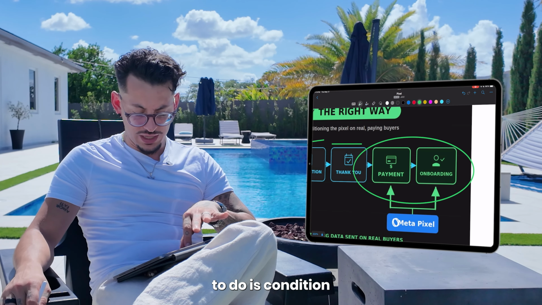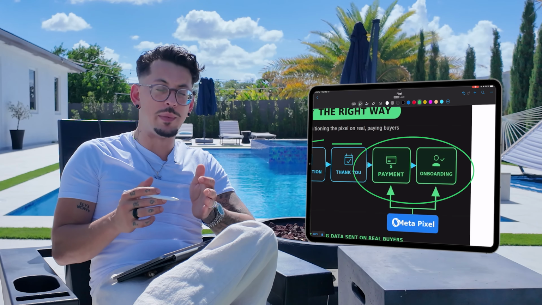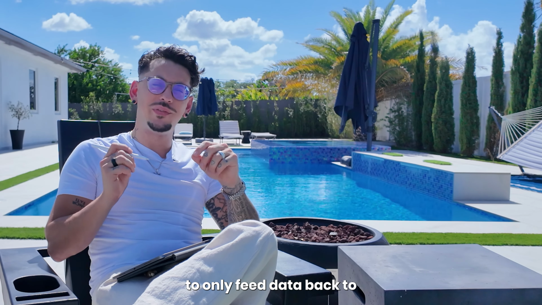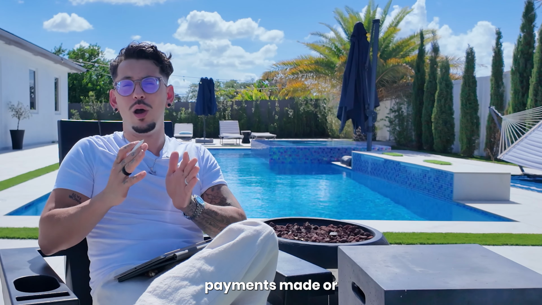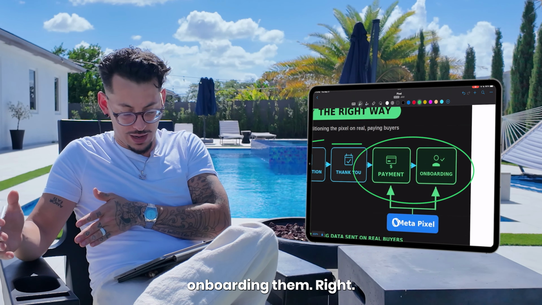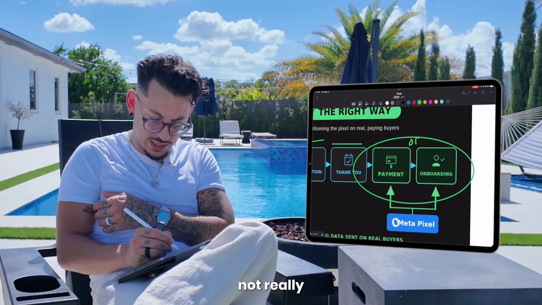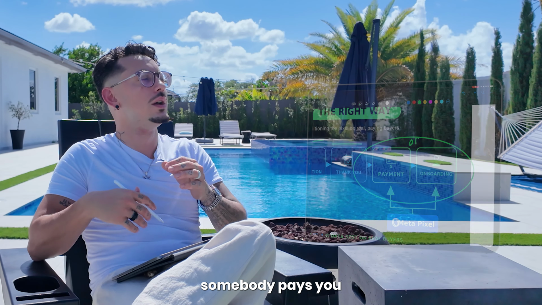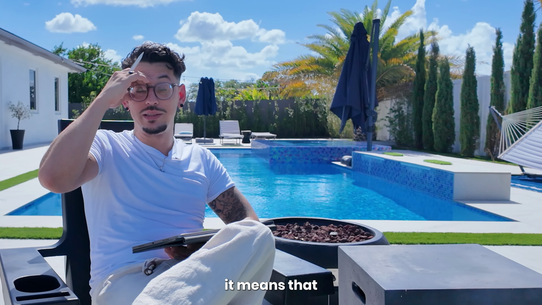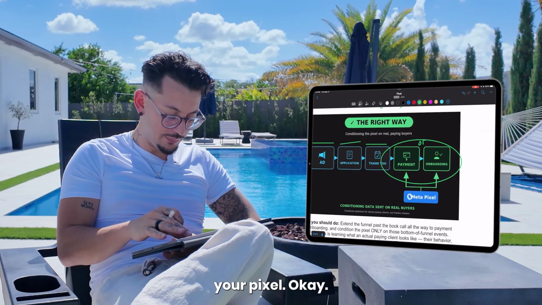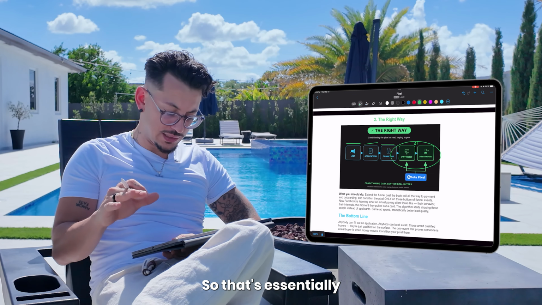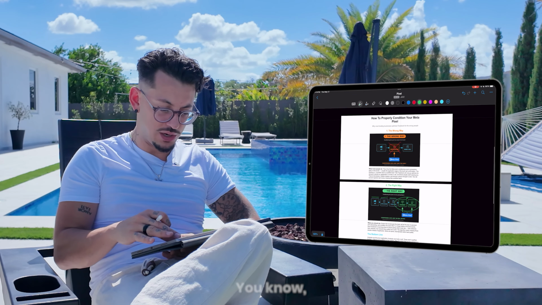So what you wanna do is condition your pixel to only feed data back to Meta with payments made or when you're onboarding them, right? Or it's not really either-or, you gotta do both, right? Because if somebody pays you, technically they're gonna get onboarded, or if somebody is getting onboarded, it means that they paid you. So the same thing, okay? This is the right way for you to condition your pixel, okay? So that's essentially the simplest thing, you know?